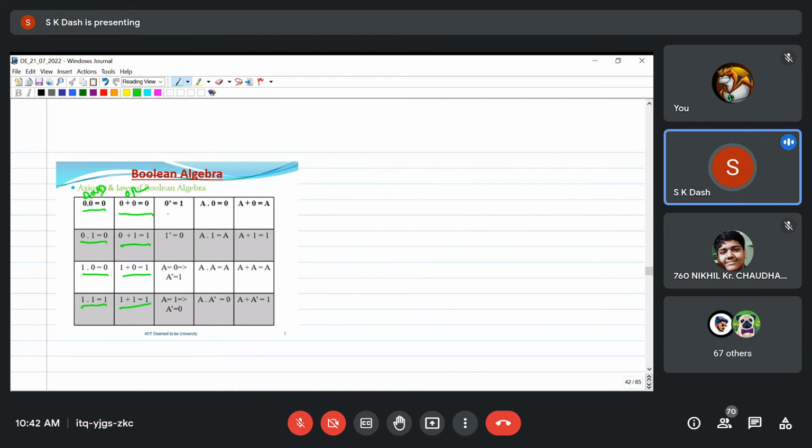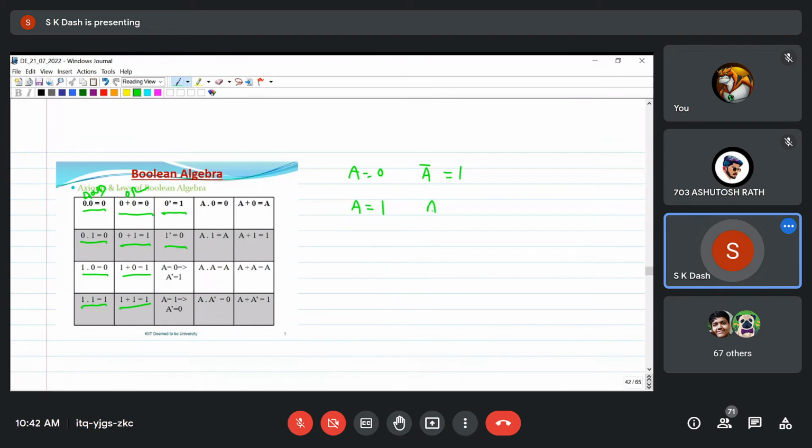Next, complement. 0's complement is 1, 1's complement is 0. Now, if A is 0, what will happen to A complement? A complement must be 1. Similarly, if A is 1, what will be A complement? A complement will be 0.